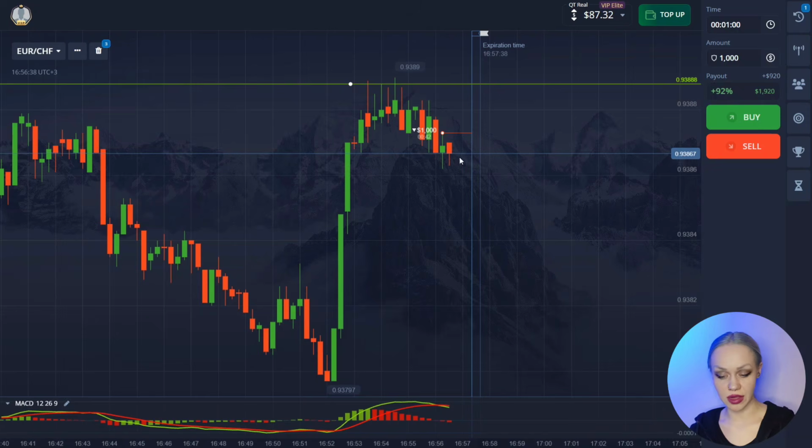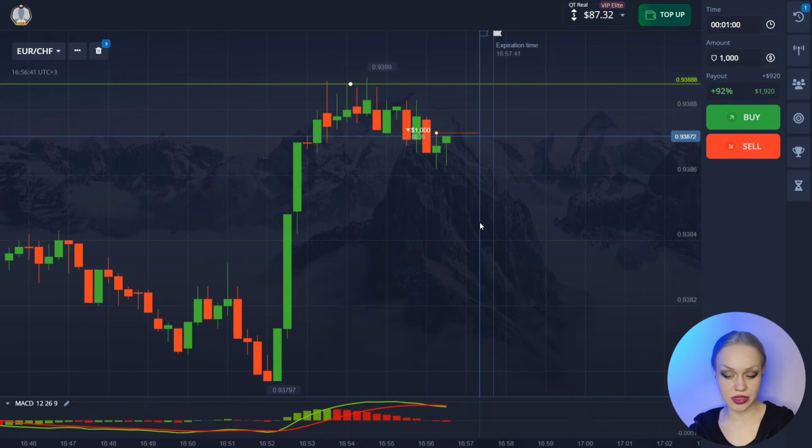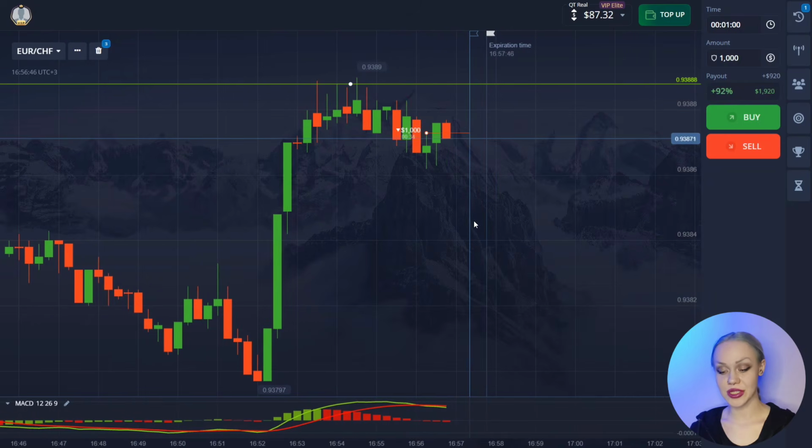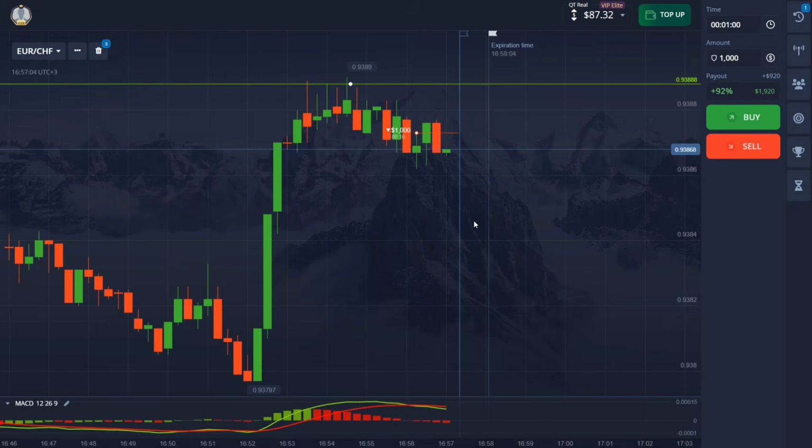So it's more likely that in the near future, the price will still show a decrease, and on such a pullback down here, we will try to make money. So I think that 1 minute will be quite enough for us for such a movement. So let's wait for the result.